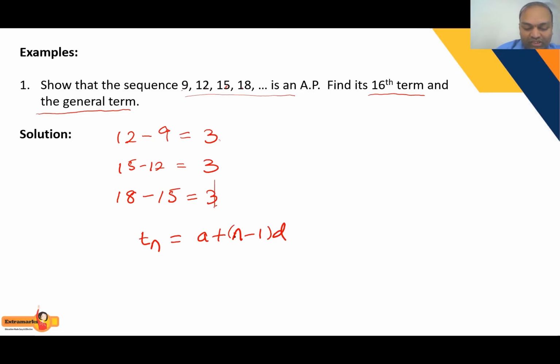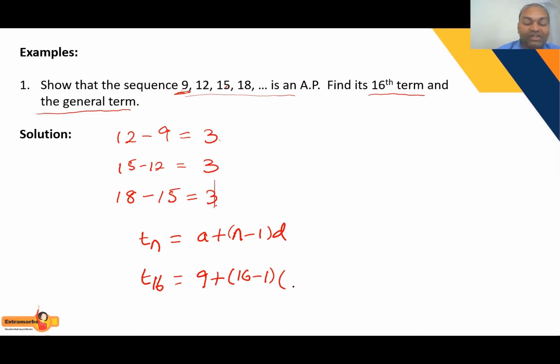Now let us come to this one. First I am calculating 16th term. So here first substitute values. A is first term. First term is what in given problem? 9. So write here 9 plus n. N means here we are calculating 16th term. So put n is equal to 16. So 16 minus 1 into d.